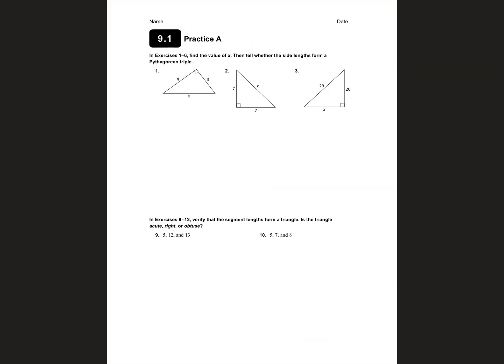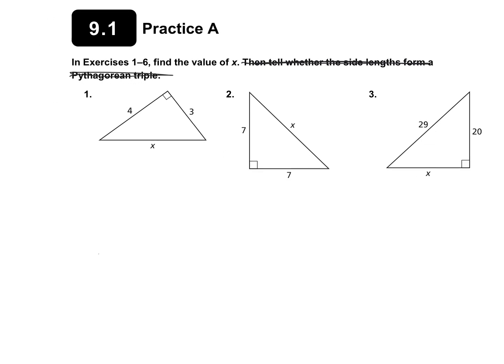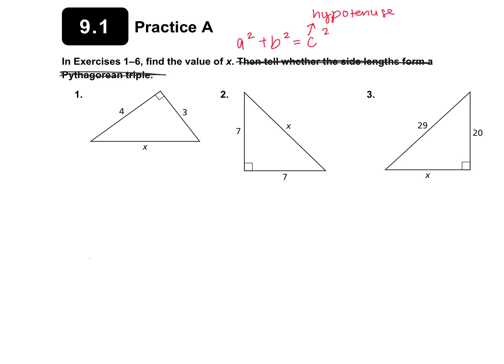This is 9-2. And the last page, looking at the last page, please don't get confused on these questions. You will not have to tell whether the side lengths form a Pythagorean triple. I just need to define x. So for these, you are using the Pythagorean theorem, which is a squared plus b squared equals c squared, c being your hypotenuse, if you forgot what c is. Hypotenuse.